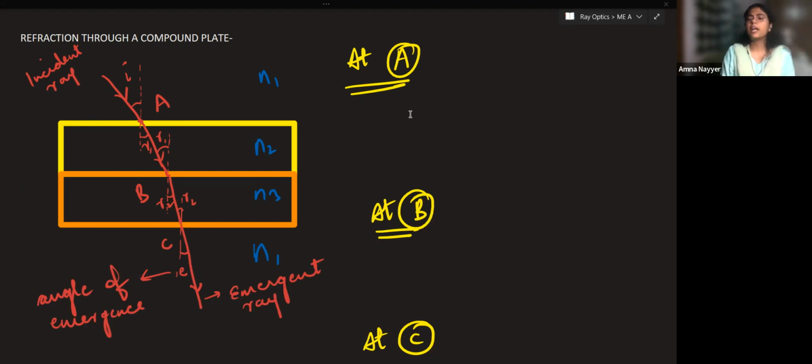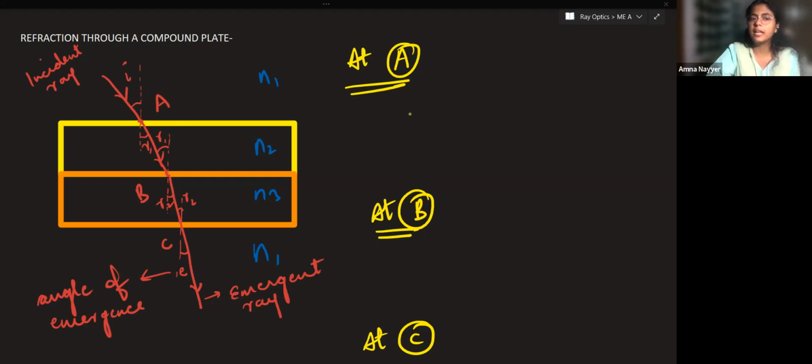Now see, refraction through compound plate means if multiple media are present. One is your air. Now within this air, a plate has been added which can have more than one refractive index. It means it has 2 to 3 medium in between. Fine, 4 to 5 media in between, any. For example, I have taken 2 over here. So let's say N1 is the refractive index of air outwards. N2 is the refractive index of this yellow part. And N3 is the refractive index of this orange part.